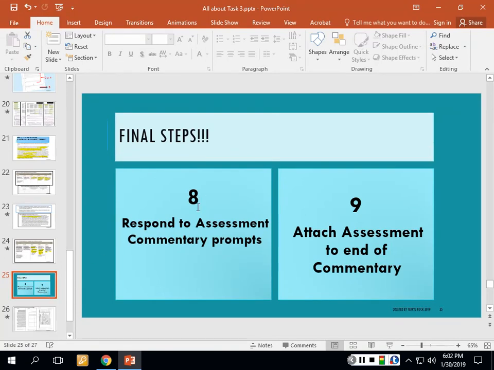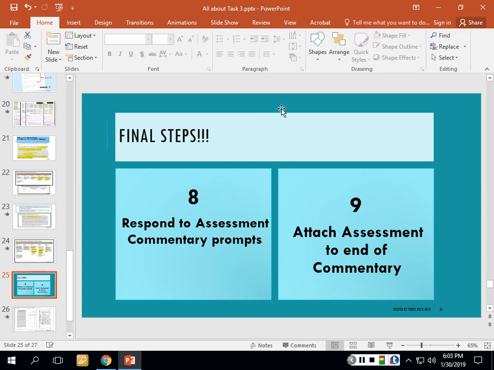But the final steps of doing the assessment commentary are to upload your assessment. You want to take your assessment, and if you had differentiated copies, but these are blank assessments, or an explanation of the assessment. So if it's not a paper pencil test, then an explanation of the assessment goes at the end of the assessment commentary. It's not a separate file.